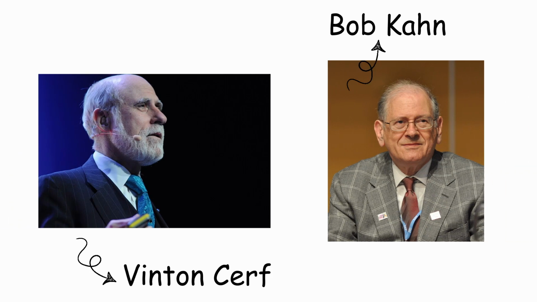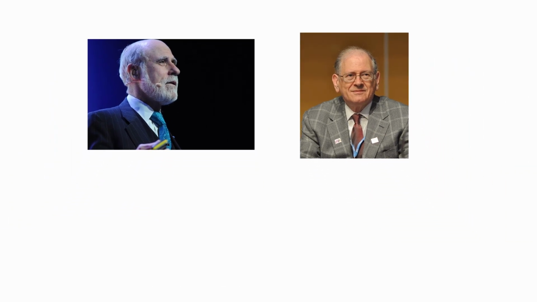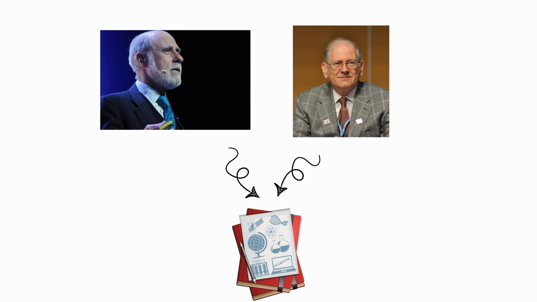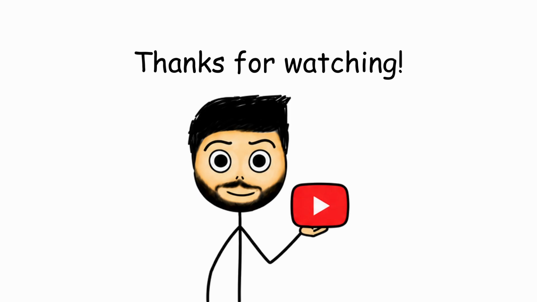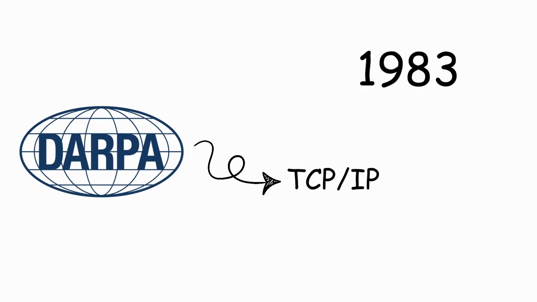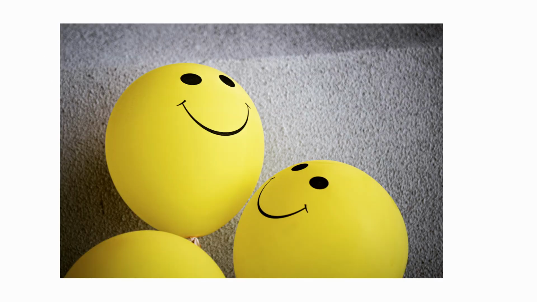Until along came these two guys, Vinton Cerf and Kahn. They sat down together and came up with the first paper on the internet titled A Protocol for Packet Network Intercommunication. And the rest is history. Thanks for watching. Just kidding. They were the ones who built the IP and TCP protocols and later UDP. Their work was so good that ARPANET officially adopted TCP/IP in 1983. This is also considered to be the birth of the modern internet. Everyone seemed to be happy.